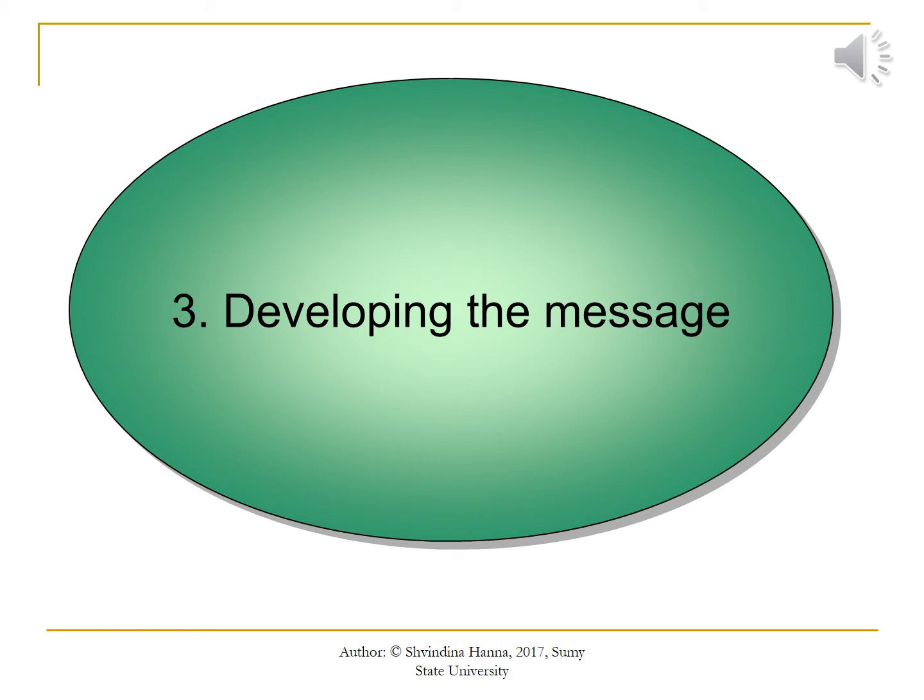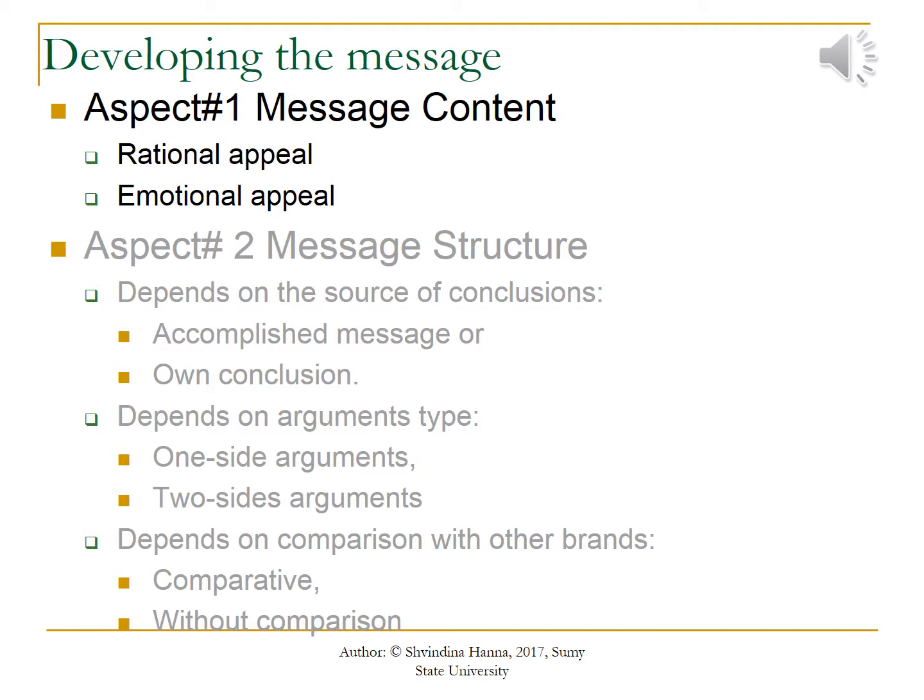The third question of the lecture is how to develop the message. Once decisions have been made about who the advertiser is targeting and what objectives it wants to achieve, the next task is how to produce a message to achieve the objective. Normally, developing a message means work on four aspects: content, structure, format, and source.